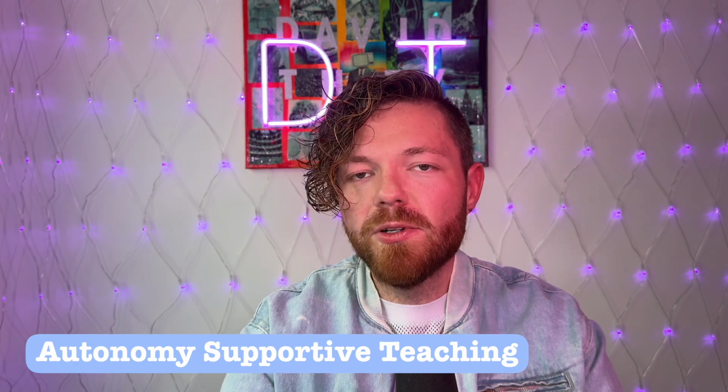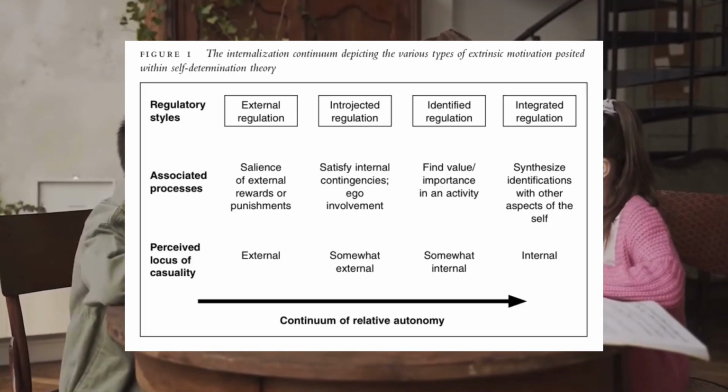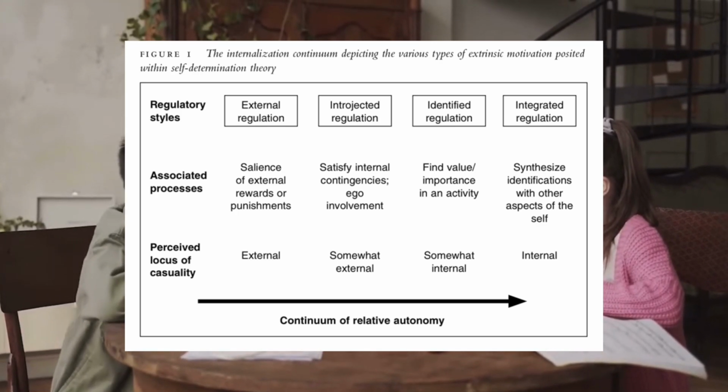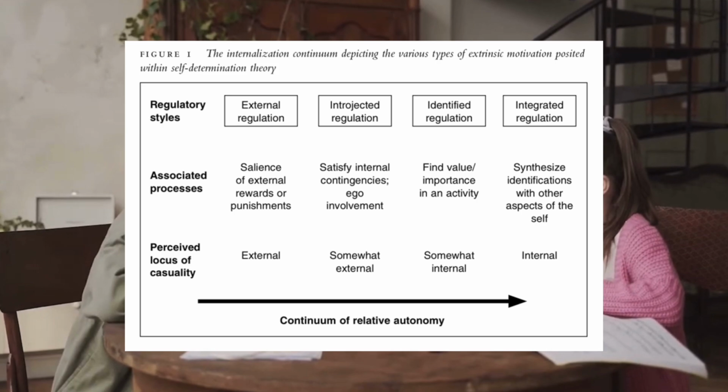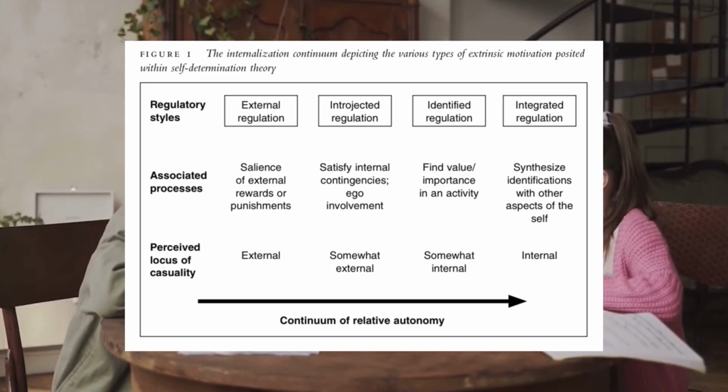Let's get into it. We're going to begin by looking at the following figure. On the top row, we have our regulatory styles. In the middle row, we have associated processes. And along the bottom row, we have perceived locus of causality. Moving between the left and the right columns is the continuum of relative autonomy. This is how we're going to be framing our conversation today, because we're going to be talking about the challenges and benefits of moving your students, or rather anybody you work with, across this continuum of autonomy.